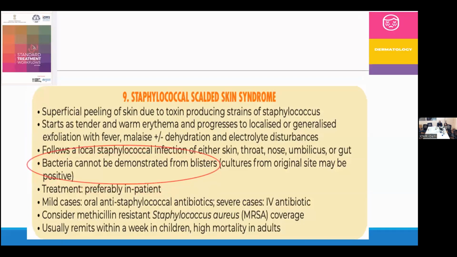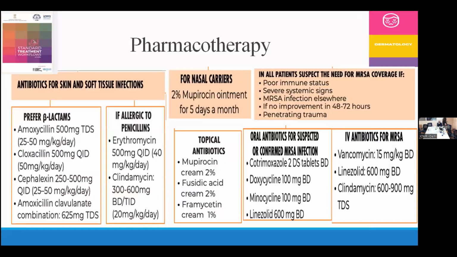Staphylococcal scalded skin syndrome, again, we wanted to emphasize, which is a common error by some of the physicians, that bacteria cannot be demonstrated from the blister. It may be demonstrated in the primary lesion, but not from the blister of staphylococcal scalded skin syndrome, and a sterile culture does not rule out the diagnosis.